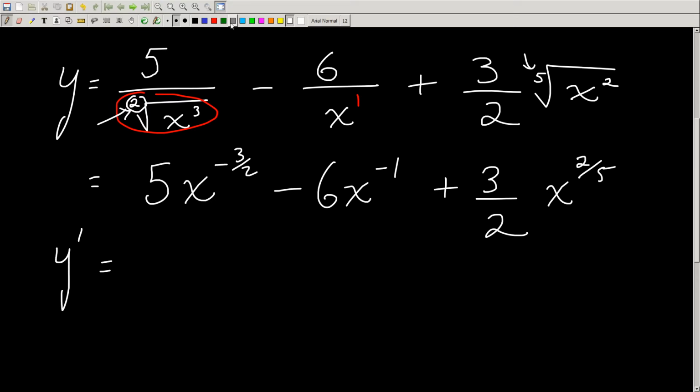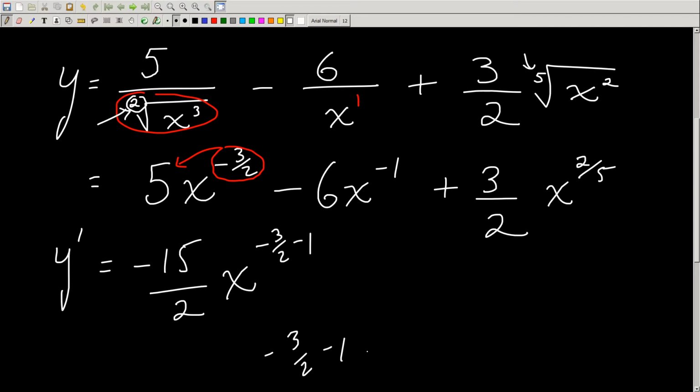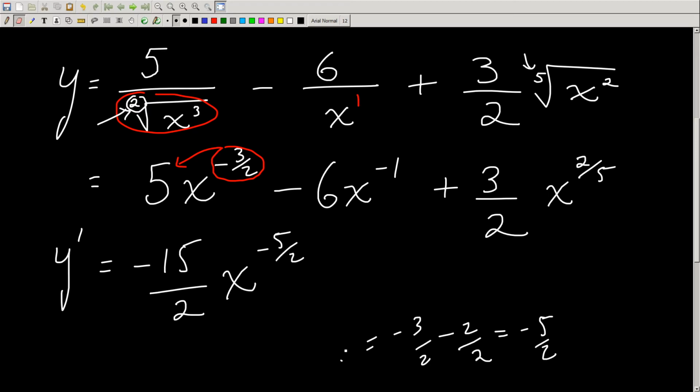If I take the derivative, how do I take the derivative using the power law? Well, I drop that exponent down and multiply. And so I get negative 15 over 2. And then it's x to the power of negative 3 over 2 minus 1. Now, negative 3 over 2 minus 1, if I'm using common denominators, is negative 3 over 2 minus 2 over 2. So negative 3 over 2 minus 2 over 2 is actually negative 5 over 2. So this exponent right here is negative 5 over 2. So that's that. That takes care of that term.